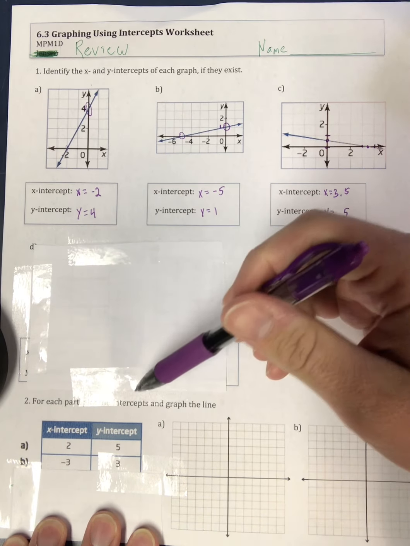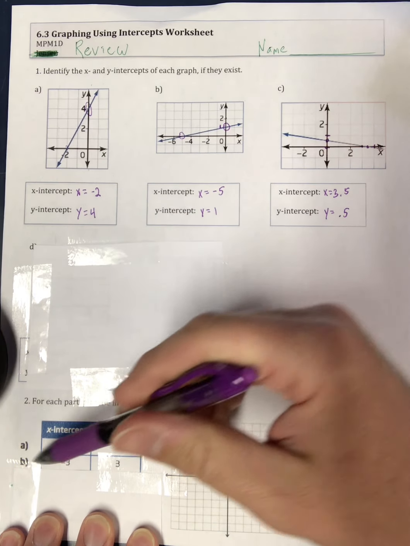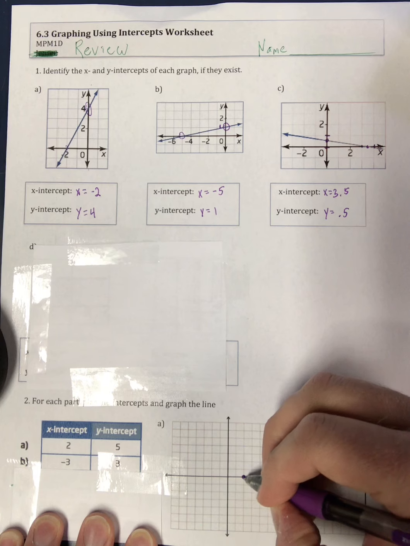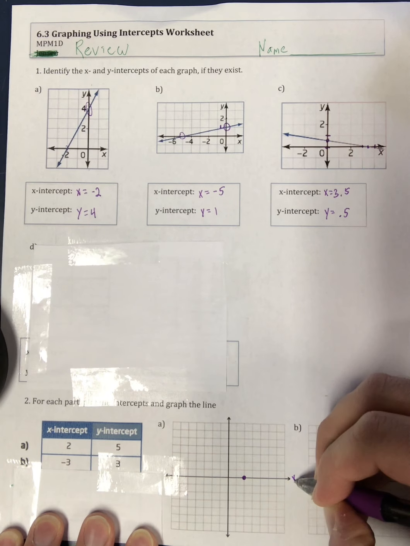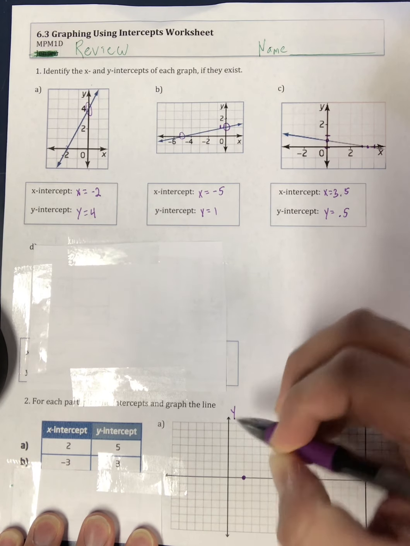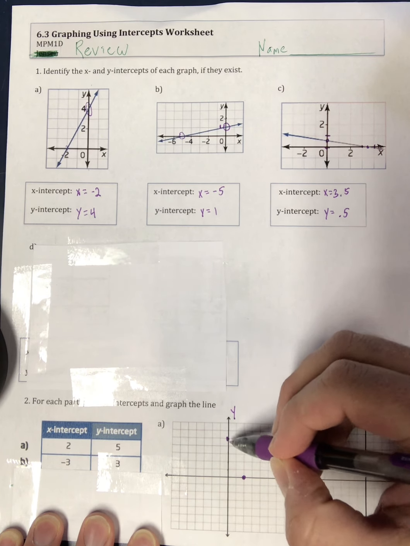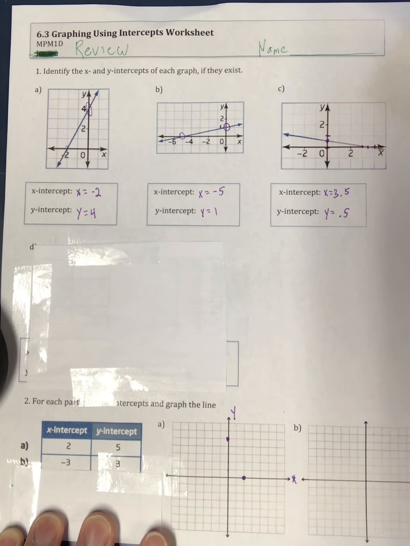For each part, plot the intercepts and graph the line. So for this one, we have an x-intercept at 2. X-axis is this one. Y is this one. And a y-intercept of 5. 1, 2, 3, 4, 5. And then we get a straight edge.